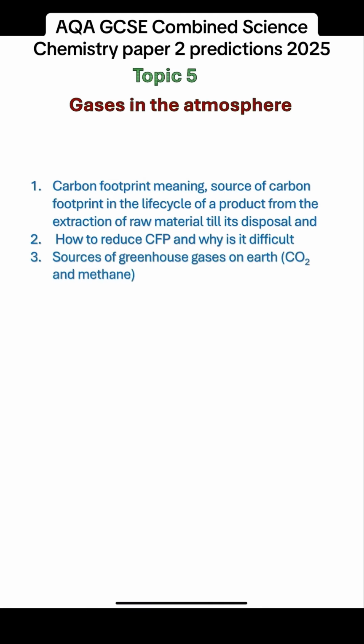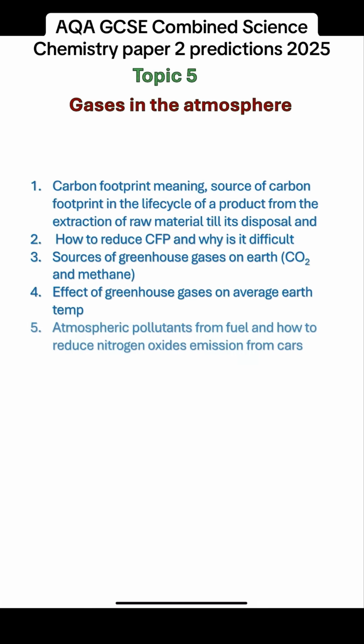The sources of greenhouse gases on Earth, carbon dioxide and methane, and the effect of greenhouse gases on the average Earth temperature. Also, atmospheric pollutants from fuel and how to reduce nitrogen oxide emissions from cars. Finally, the changes in the different gases on Earth over time. You should know how carbon dioxide concentration decreased over time, and then how oxygen increased, how nitrogen increased as well.